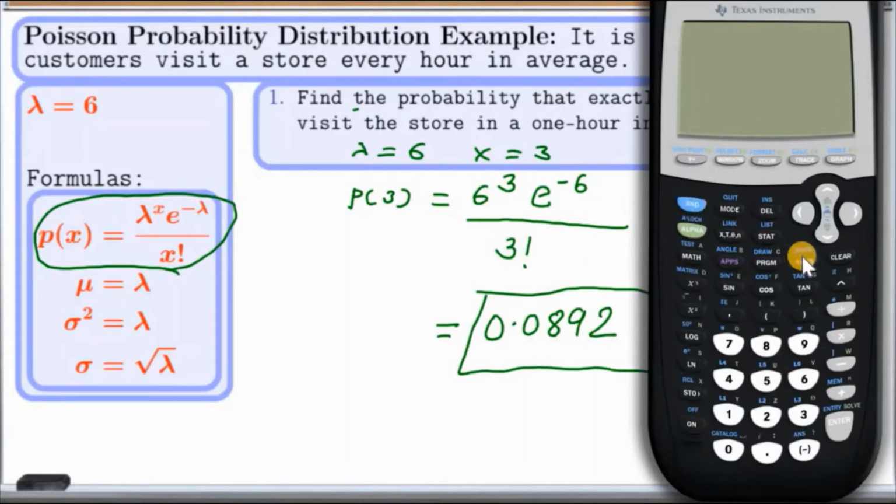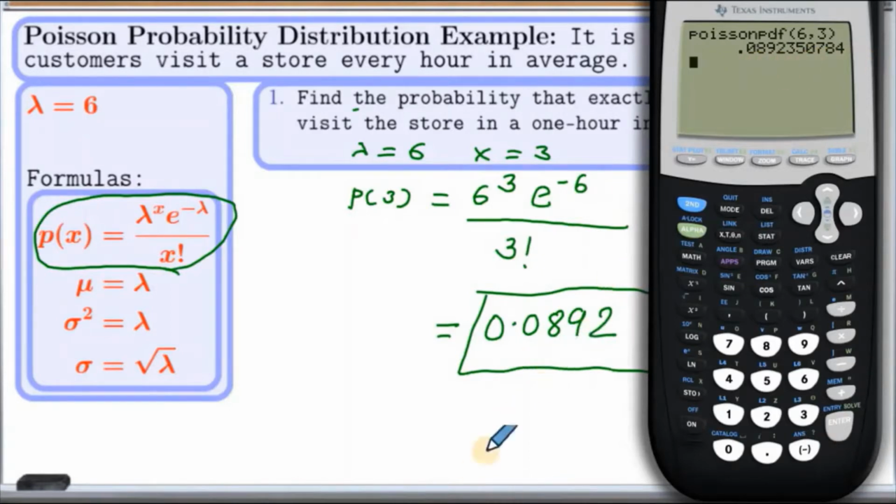Now let me show you how to get this in a calculator. Hit second, then hit distributions, then use the arrow key to go all the way down where you'll see Poisson. And we'll be using this Poisson PDF, then hit enter. So here our lambda is 6, that's what we'll enter, and our x value is 3. Now hit enter and hit enter. We got this using calculator, and this is exactly what we got using formula as well.